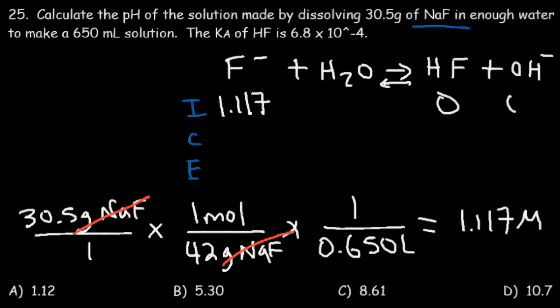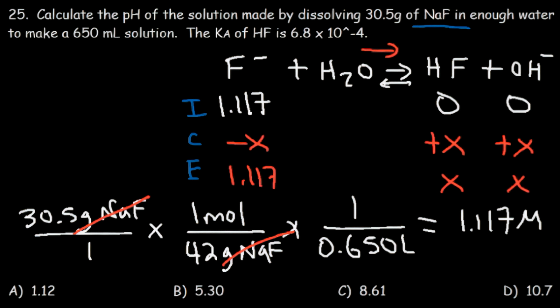And we're going to have 0 and 0. Now, because we have nothing on the right side, the reaction has to shift to the right. It can't shift to the left. If it were to go to the left, then we would get negative values for HF and hydroxide, so that's not possible. Because it shifts to the right initially, we're going to have positive X on the product side and negative X on the reactant side. So if we add the first two rows, we should get 1.117 minus X, and on the other side, X and X.